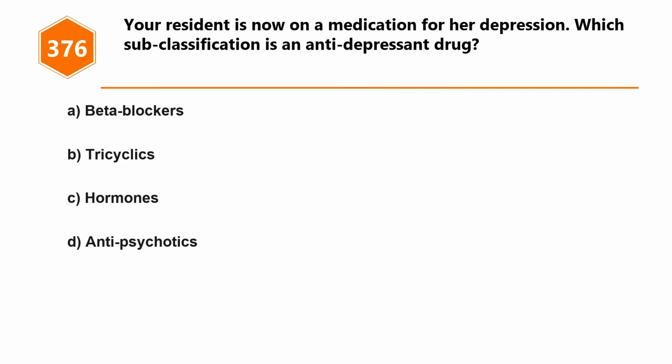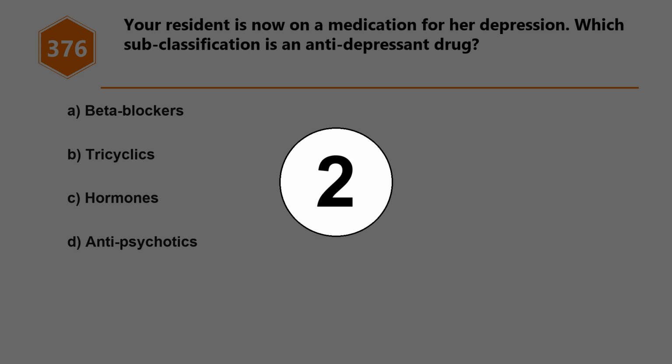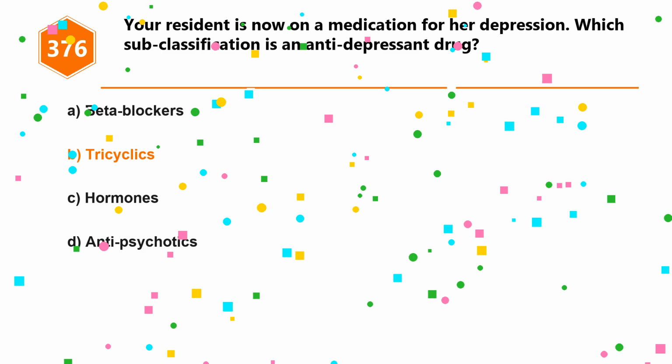Question 376. Your resident is now on a medication for her depression. Which subclassification is an antidepressant drug? Option A, beta blockers. Option B, tricyclics. Option C, hormones. Option D, antipsychotics. The correct answer is option B, tricyclics.